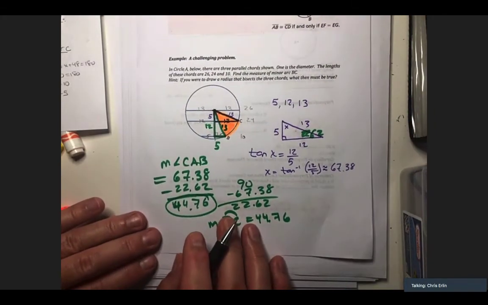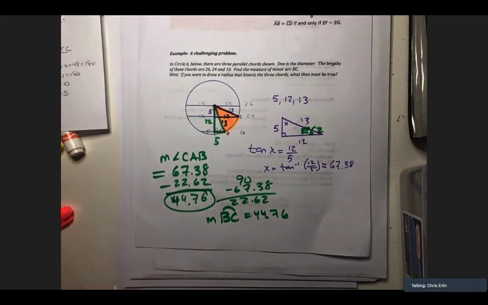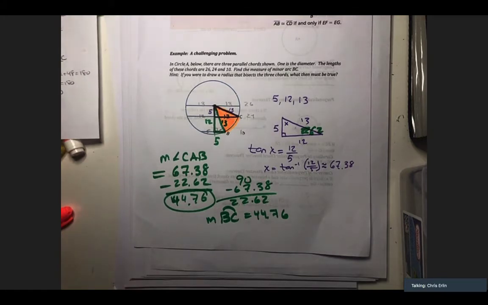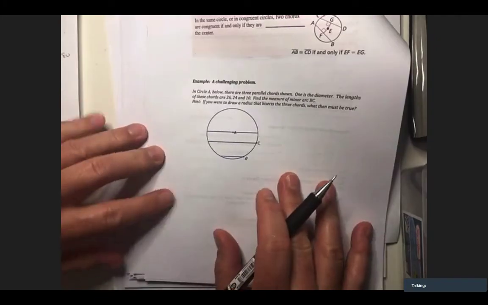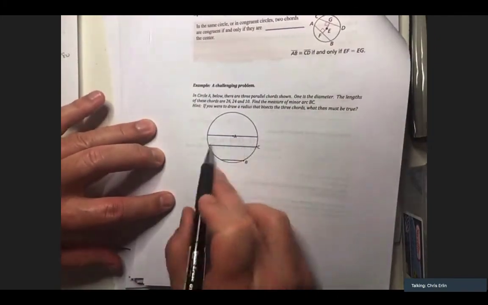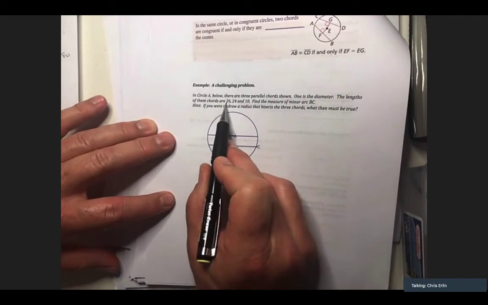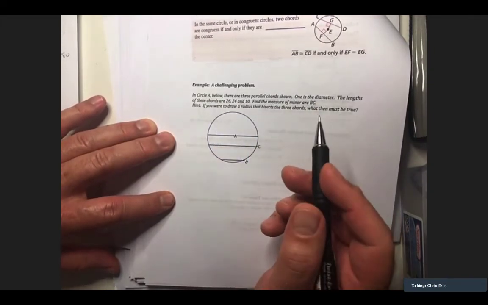This is a challenge problem that asked us to find the measure of an arc. Let's do a blank one so it's easier to see. Find the measure of an arc given the information they were given. And they tell us that there are three parallel chords. And they tell us the lengths of those chords are 26, 24, and 10.